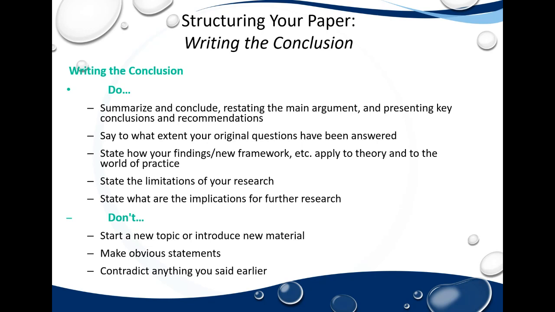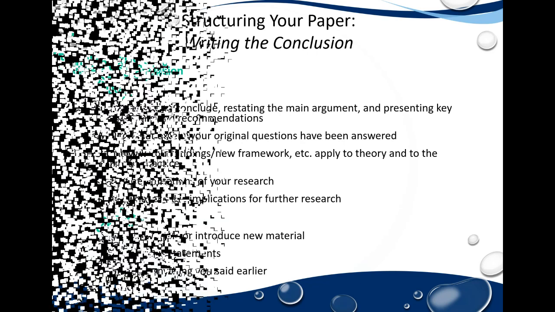Don't introduce new things at the end, because it's going to confuse us as the readers. Remember, again, your conclusion needs to speak to your introduction. So if it was not there in your introduction, if it was not there when you made your argument at the beginning, don't bring it at the end. In what way is it related? Don't make obvious statements. You don't have space for that, right? And don't contradict things that you said earlier, right? Bring everything together, but make sure that you don't contradict yourself.